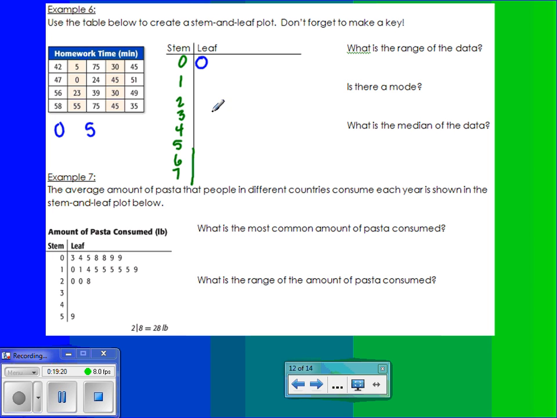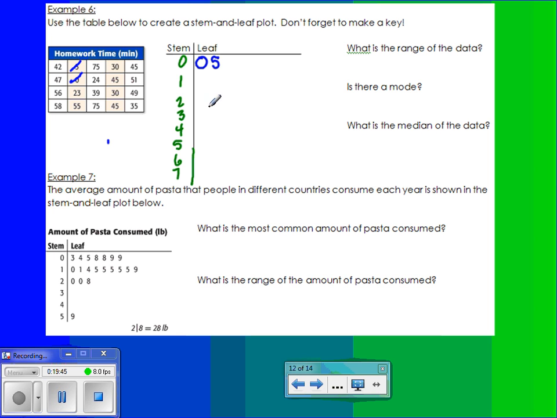If you don't put a 0 there, then it's like there's no 0 in the table, because all of our numbers need to be represented on the leaf side. So we have to put a double 0 to represent this 0. And then we'll put the 5 to represent our 05 number. Okay? Our single digits. Now, 10s. Do we have any 10s? No.